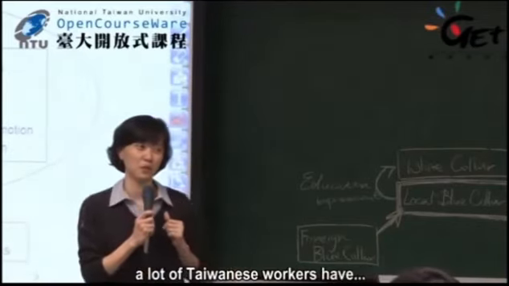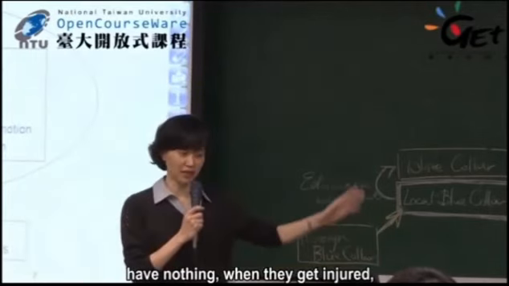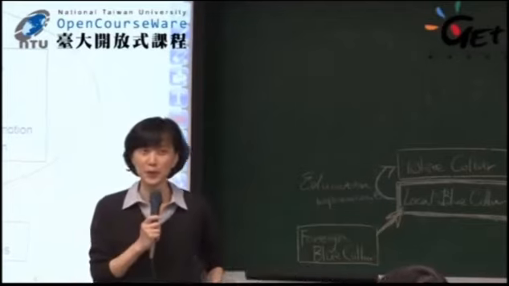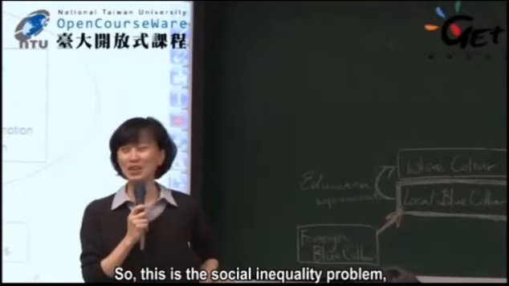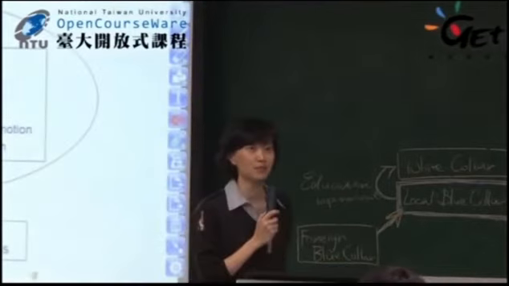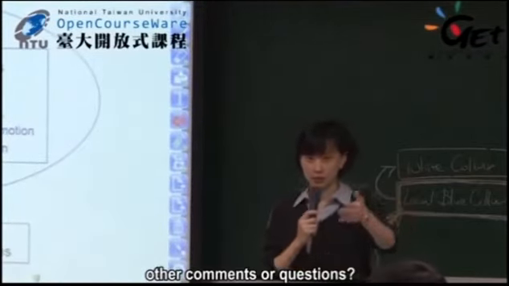A lot of Taiwanese workers have nothing. When they get injured, they just stop. So this is the social inequality problem that needs to be tackled by policies. Other comments or questions?